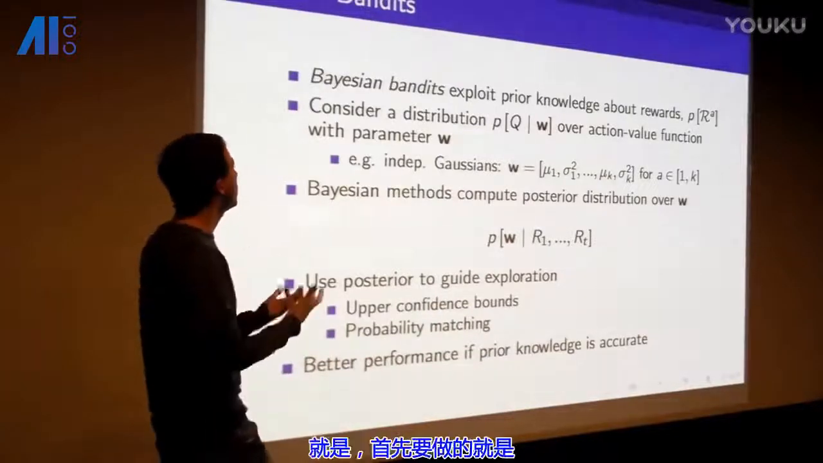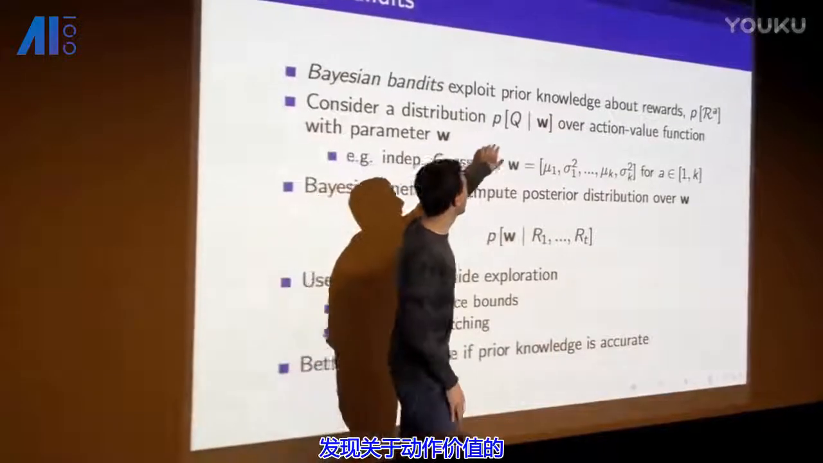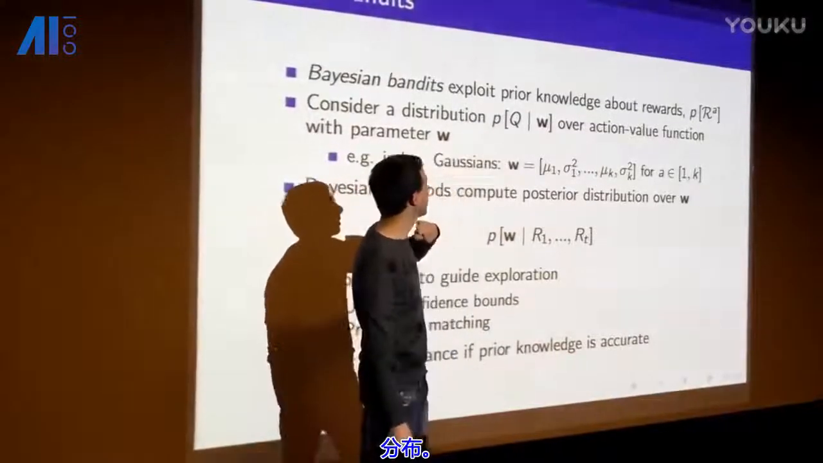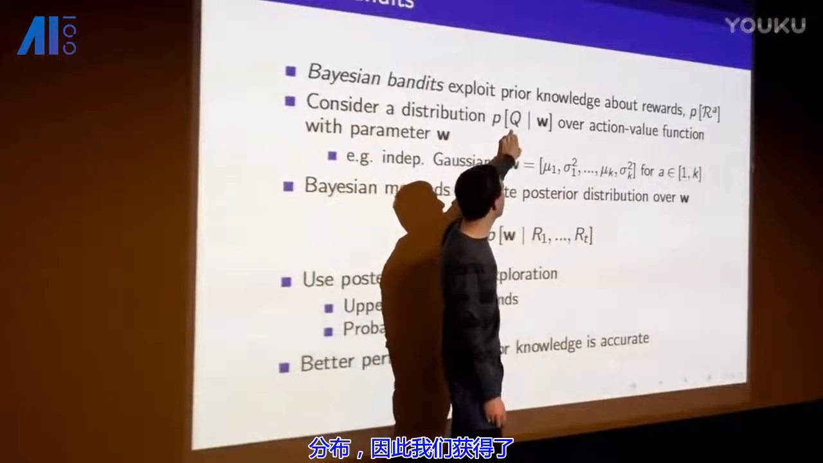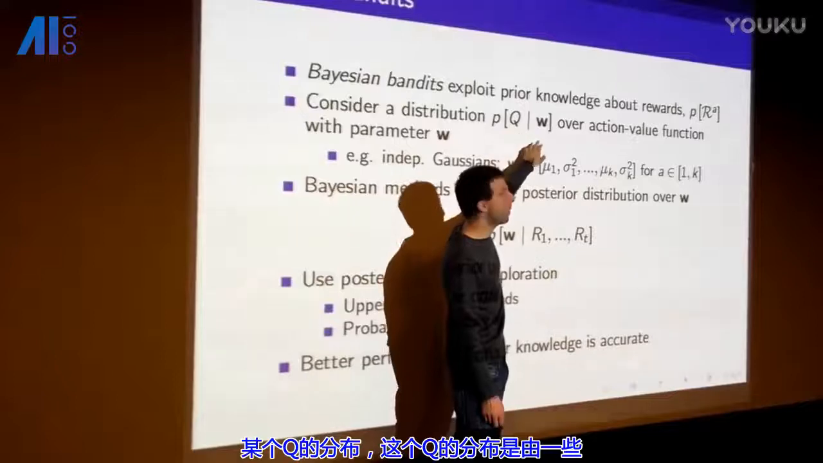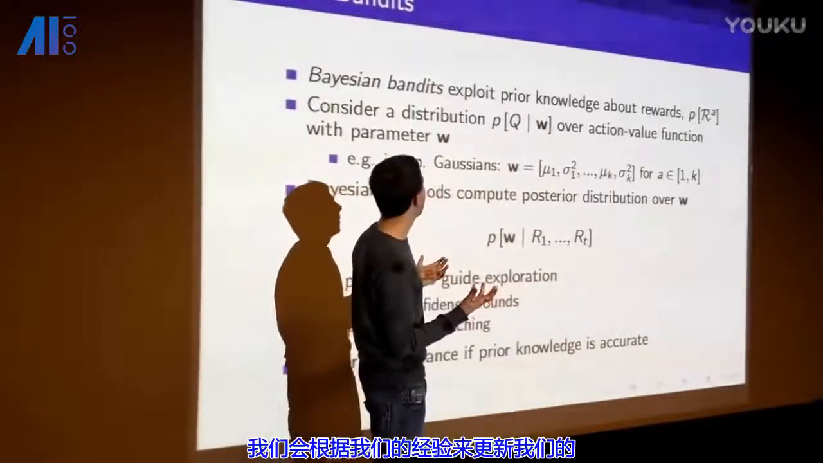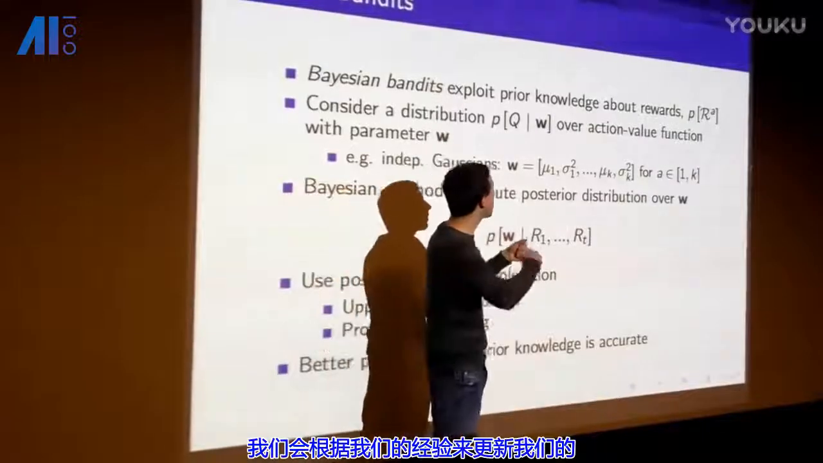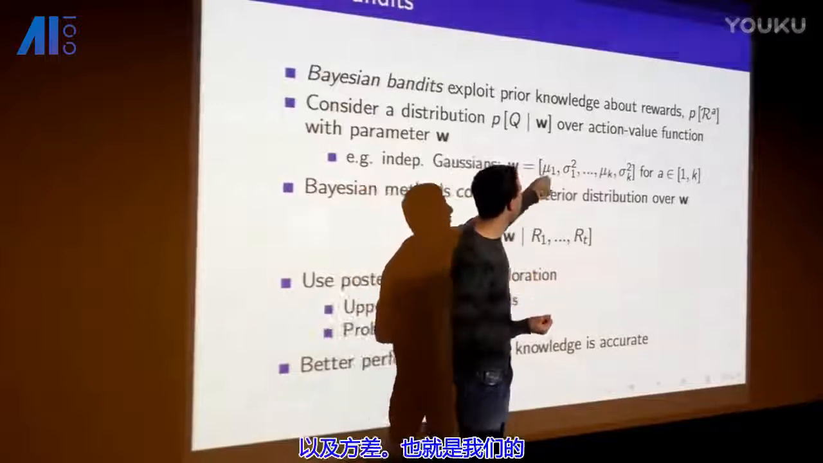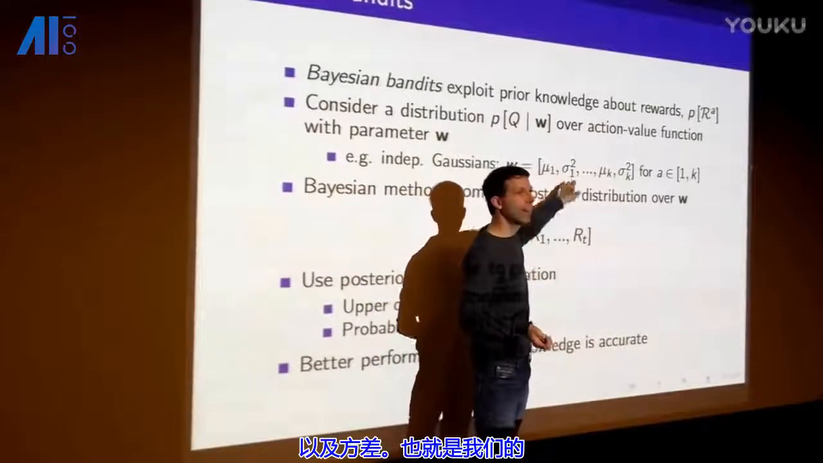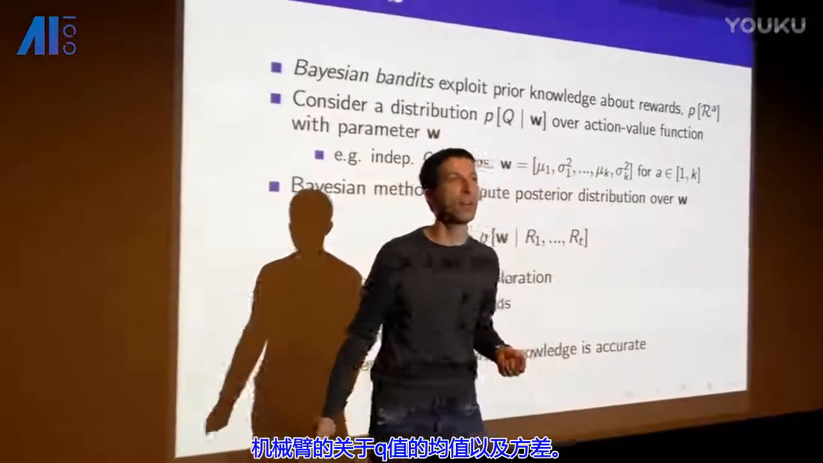And so the Bayesian bandit does that by starting off with some distribution over the action value function that's parameterized. So we have some distribution over our Q values parameterized by a parameter vector W. And what the Bayesian approach does is it starts to, with experience, update these W's. So an example of the W's would be the means and the variances of each of our arms, the Q values for each of our arms.